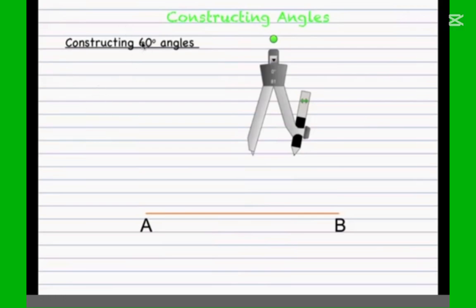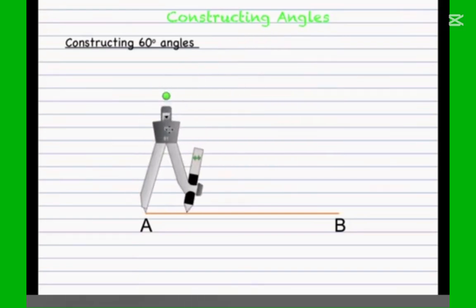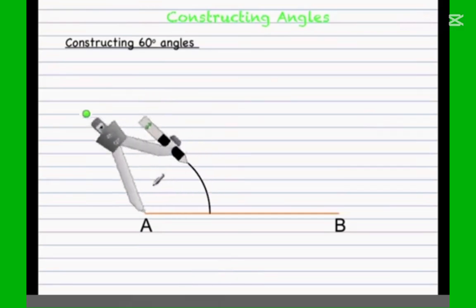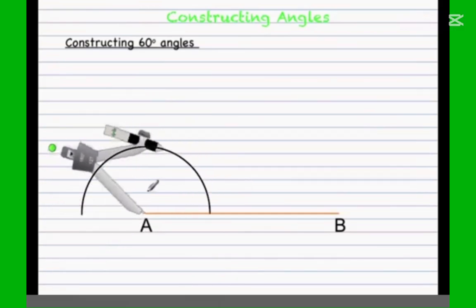The first thing you want to do is to take your compass and put the tip at the point where the angle will be constructed. And in my example, that's the point A. So I'm going to put it at A and then open it about a third of the distance between A and B. And then starting from the line AB, I'm going to create a semicircle which goes backwards just like this.